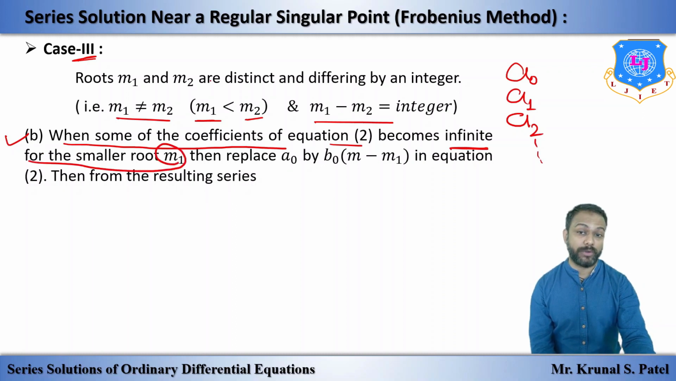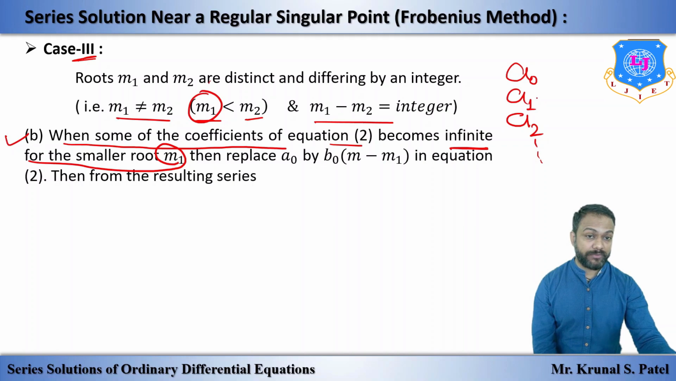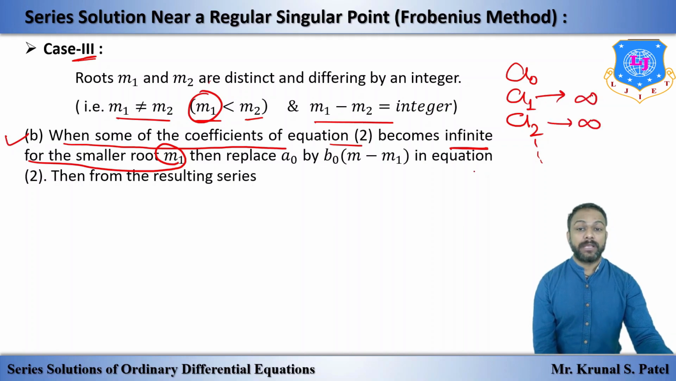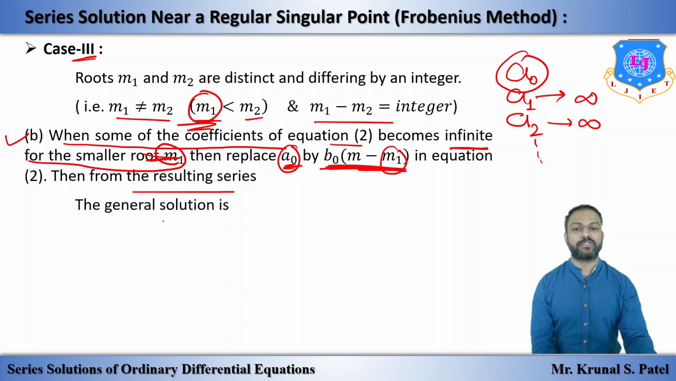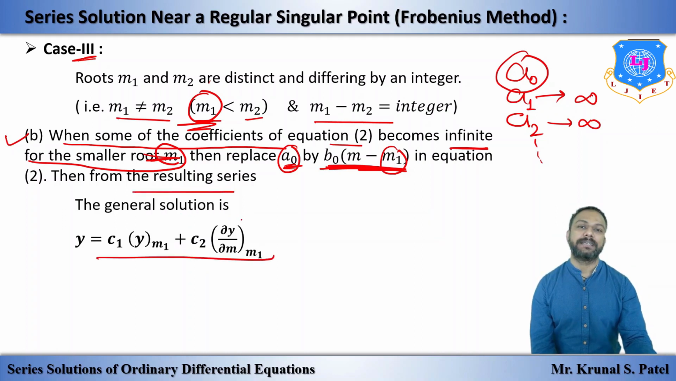For the smaller root m1, if any of these coefficients becomes infinite, then we will replace a0 by b0 into m minus m1. This m1 is our smaller root. We will replace this a0 by this in equation number 2. That means again in the trial solution. And we have the general solution given by this.